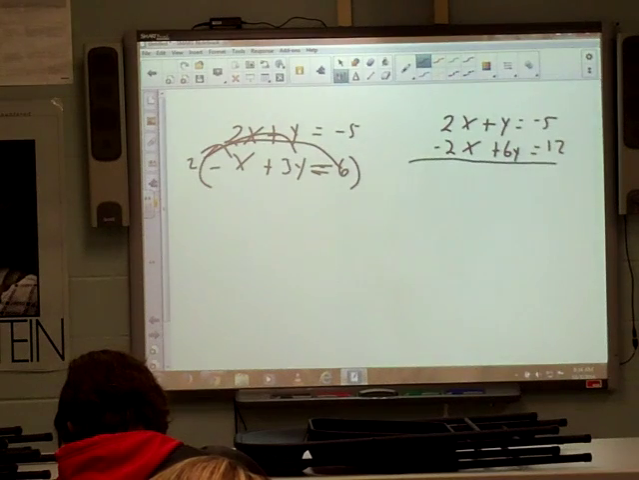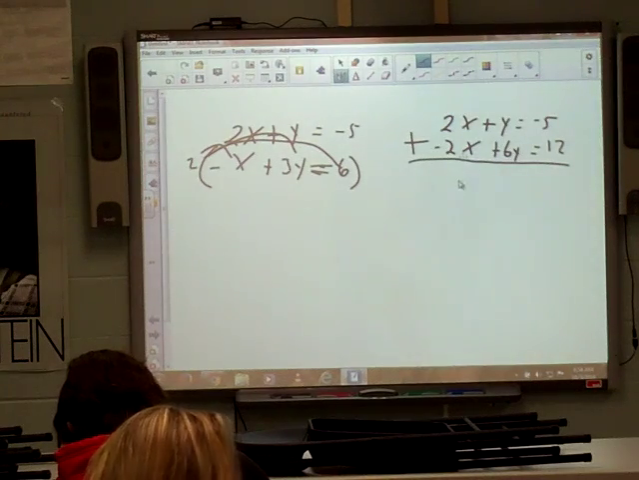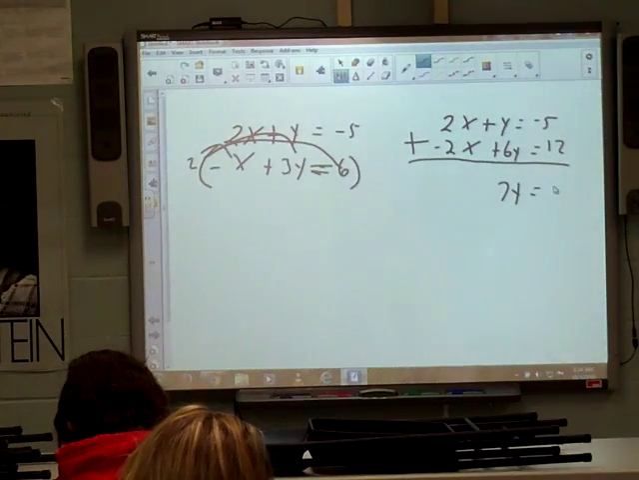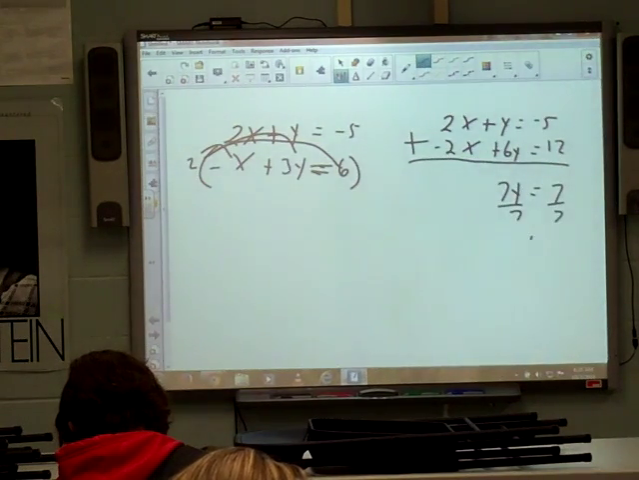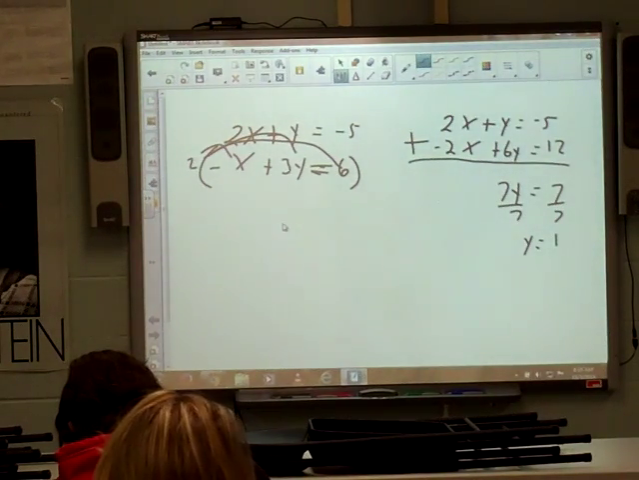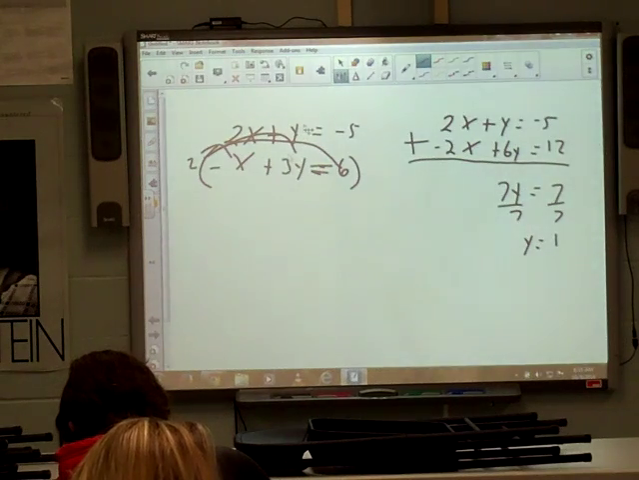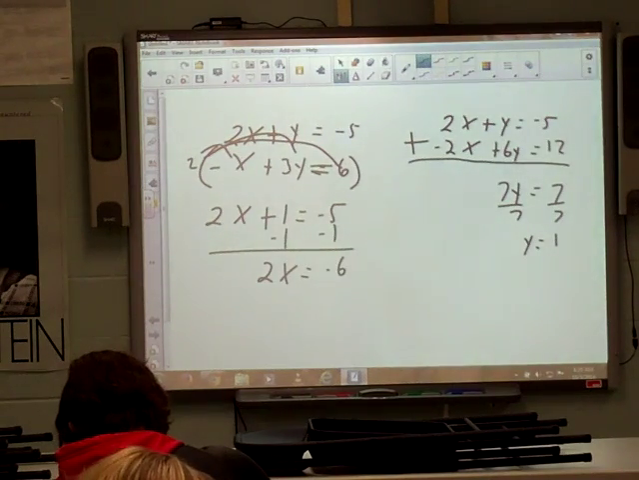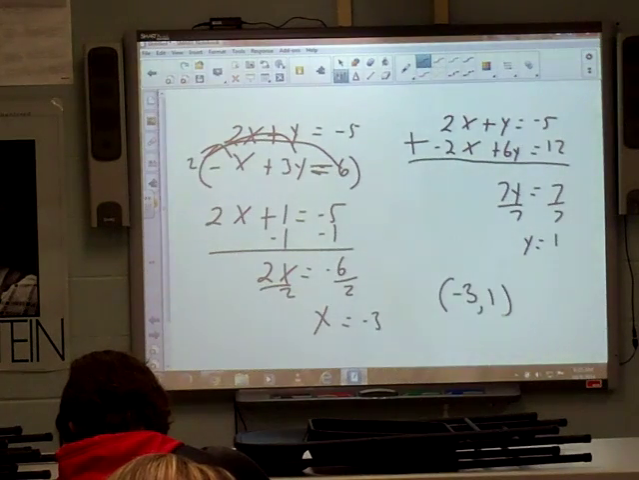Now what would they have to do, add or subtract? Add. 2x plus negative 2x is nothing. y and 6y is 7y. Negative 5 and 12 is 7. So they got a y of 1. Plug that back in. If I'm trying to solve, I'll probably put it in the first one. 2x plus y, so 2x plus 1 equals negative 5. Subtract 1. 2x is negative 6. So x is negative 3. Good job.